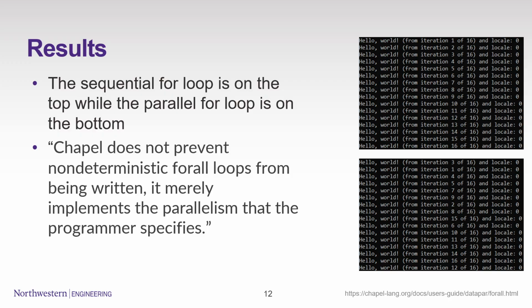In their docs, Chapel states that they do not prevent non-deterministic forall loops from being written. It merely implements the parallelism that the programmer specifies. This means that race conditions can exist in forall loops, and it's up to the programmer to realize them and write their parallel loops accordingly.